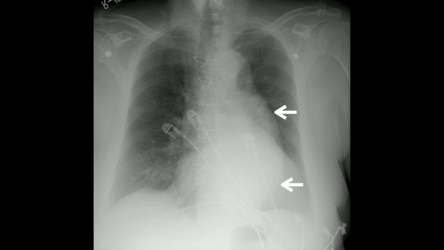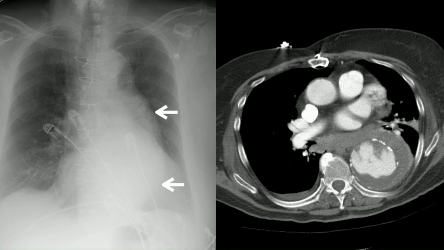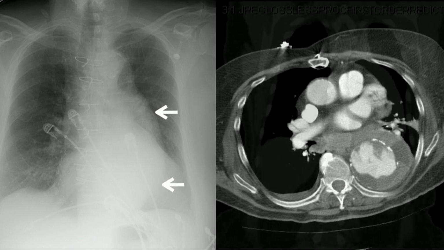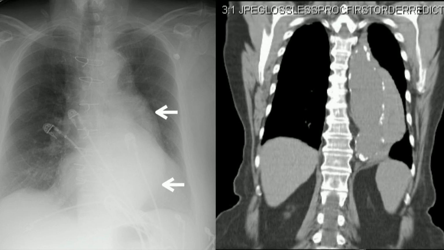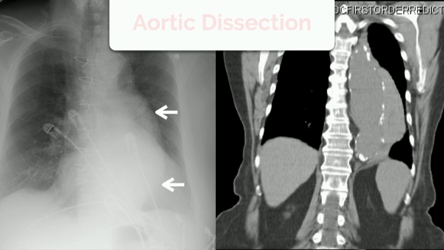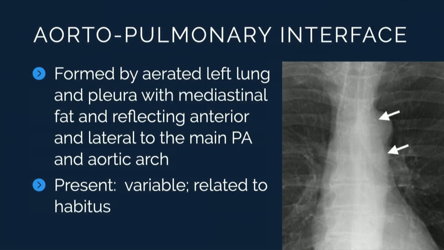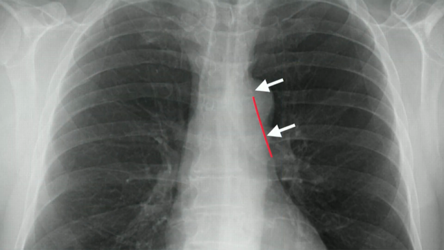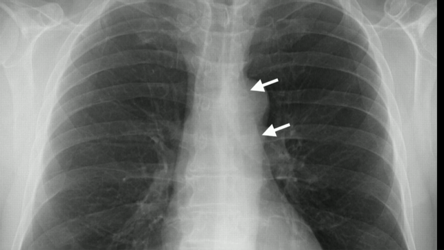Here's another one with a very large and tortuous left-sided periaortic interface, a bit more than what we'd like to see. And this prompted a CT, which we can see here. And on reconstructed images, we see the correlate with the radiograph. This was a patient that had aortic dissection. The AP interface is formed by aerated lung and pleura against the lateral main pulmonary artery. And it can be fairly variable. We don't always see it. This is what it looks like in one example here.